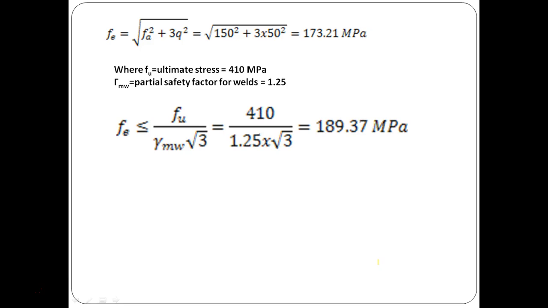with this particular equation, that is Fe less than or equal to Fu divided by root 3 into gamma mw, where Fu is the ultimate stress, that is 410 MPa, as we have seen in the last slide, as well as gamma mw, that is the partial safety factor for weld, which we have also covered, and that is equal to 1.25. We insert these values into the equation, and that is coming out to be 189.37 MPa.